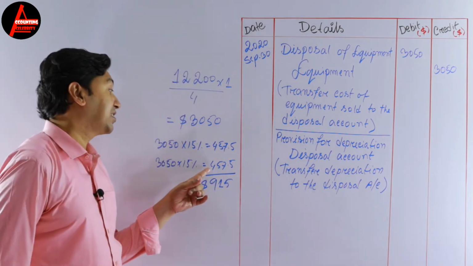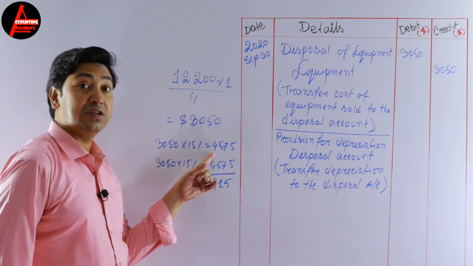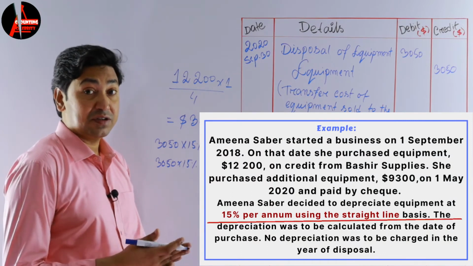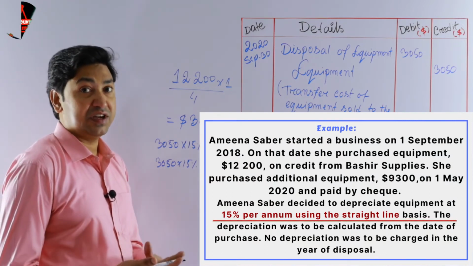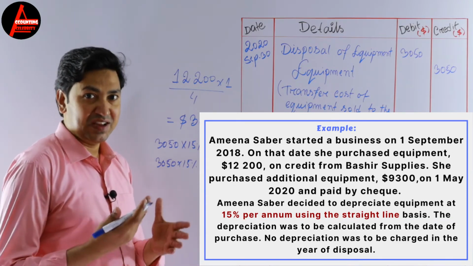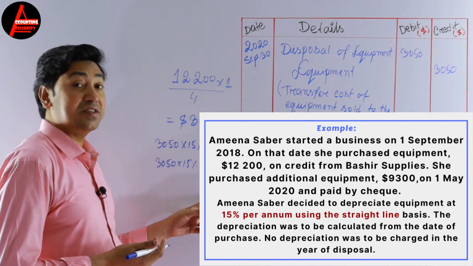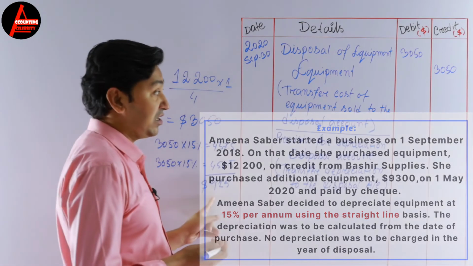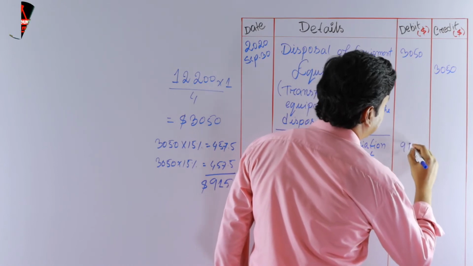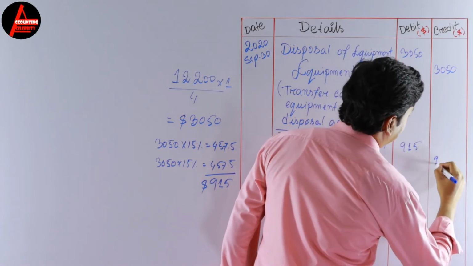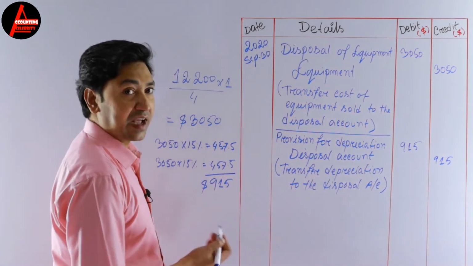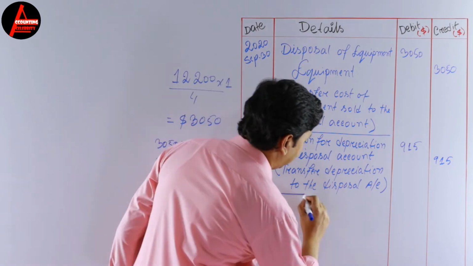Okay, so why this depreciation and this depreciation are same? Because in the question it is written that Amina used straight line method to depreciate the asset. So straight line method means every year the value of depreciation will be same. Yeah, okay, so now this amount will be removed of the balance sheet. Yeah, so let us write here $915 here debit and $915 on the credit. Okay, so second transaction is also done.